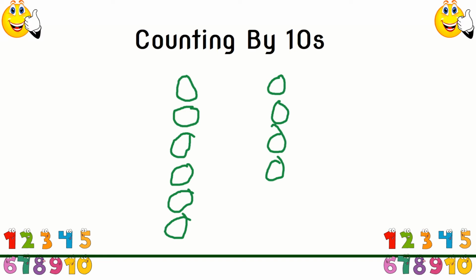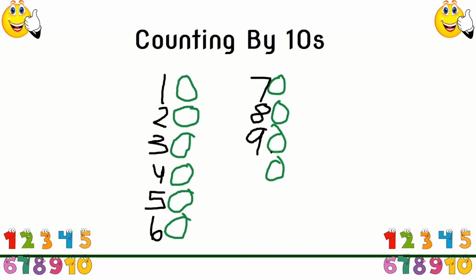So all we have to do is put a 1. That's 10. Put a 2. That's 20. Put a 3. That's 30. Put a 4. That's 40. Put a 5. That's 50. Put a 6. That's 60. Put a 7. And what is it? 70. Put an 8. That's 80. Put a 9. That is 90.